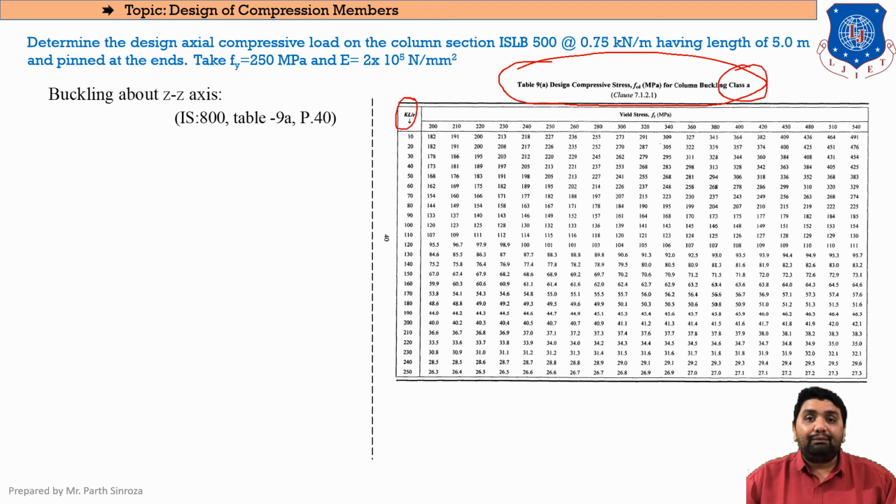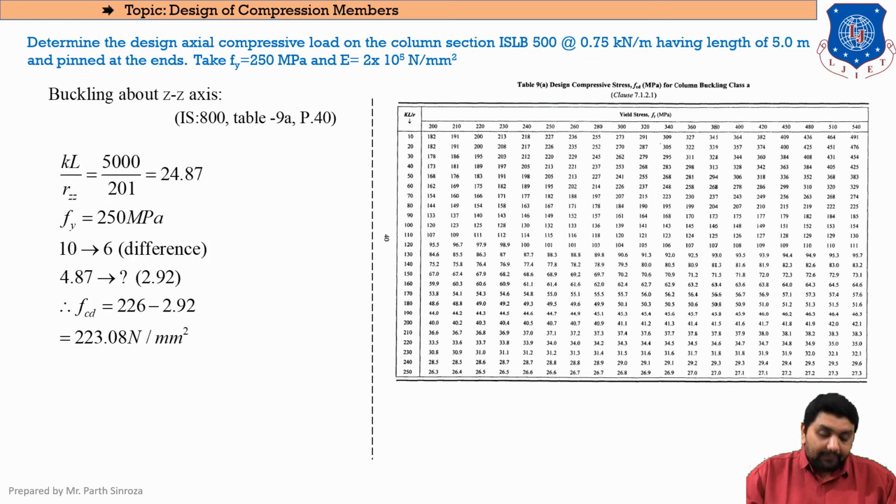So here in the first column, we need to find the value of KL by R. Here we will be substituting the term RZZ, that is our RXX. We obtained from the steel table that RZZ was 201. So the ratio KL by R comes out to be 24.87. As the value 24.87 is not mentioned and Fy is 250, we will be interpolating it between 226 and 200. Clear? We already solved interpolation in the previous sessions and previous chapters too. Solving it, we get the final answer to be 223.08 Newton per mm square.